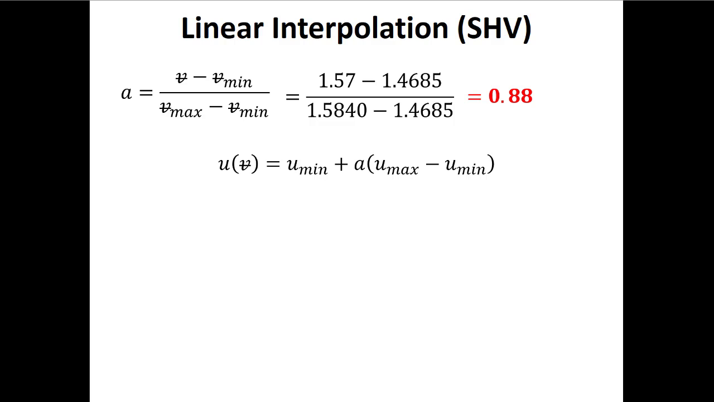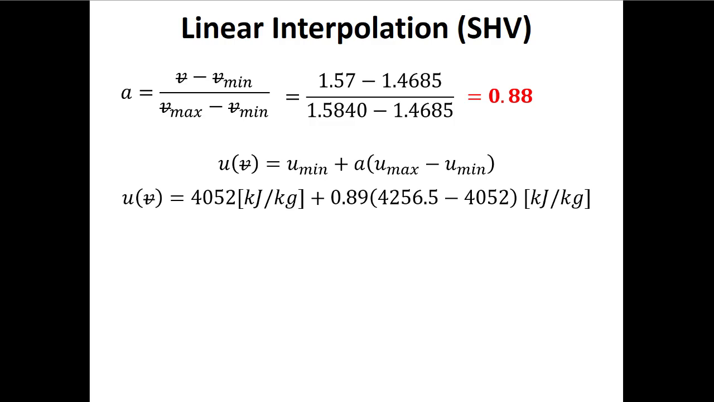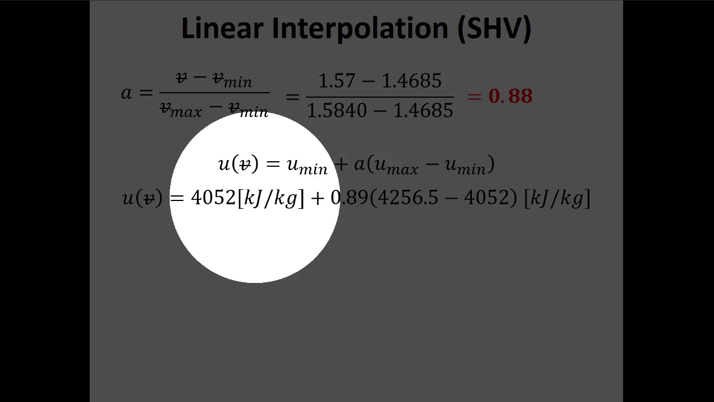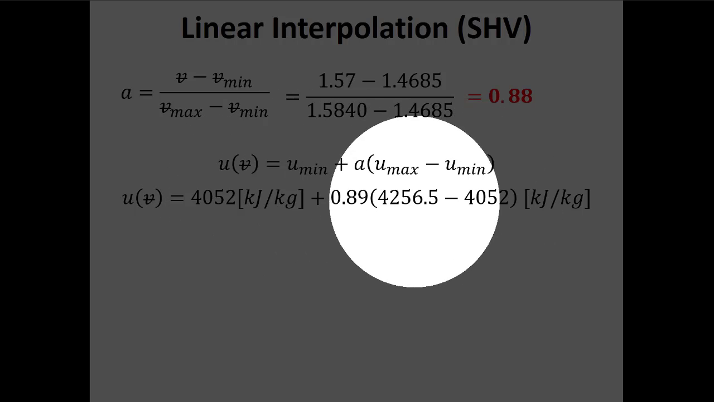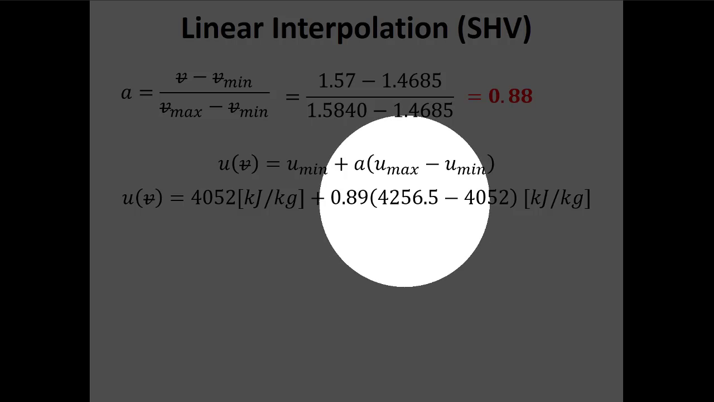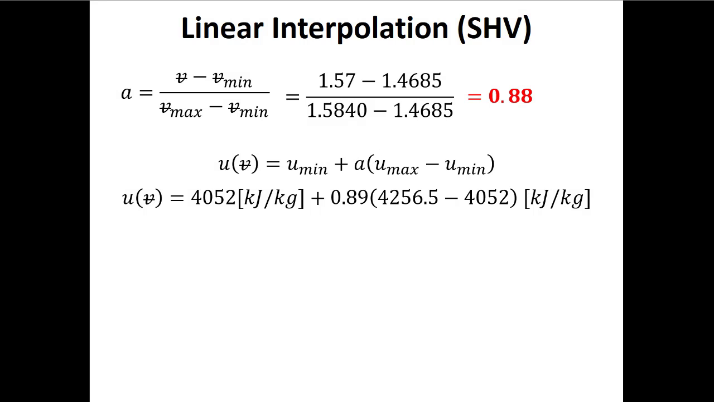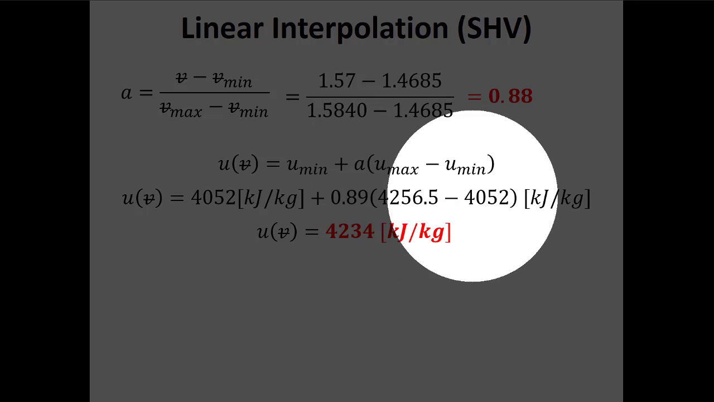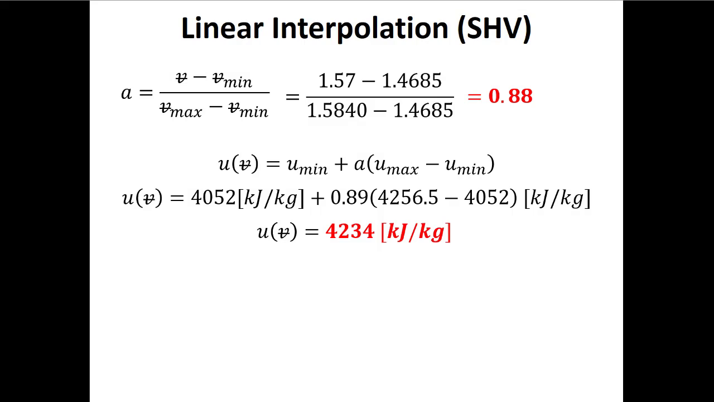I can put that into my equation for specific internal energy. I know Umin on the table. I know Umax and Umin, or again, I could just find UFG here. Oh, actually, no, I can't, because it's not a two-phase mixture. So I can't use that shortcut. I have to use Umax minus Umin. And then I go 88% of that difference between these two numbers. And in this case, that's 4,234 kilojoules per kilogram. This makes sense to me because it's closer to the higher number than the lower number, because my interpolation factor here is almost 90%.